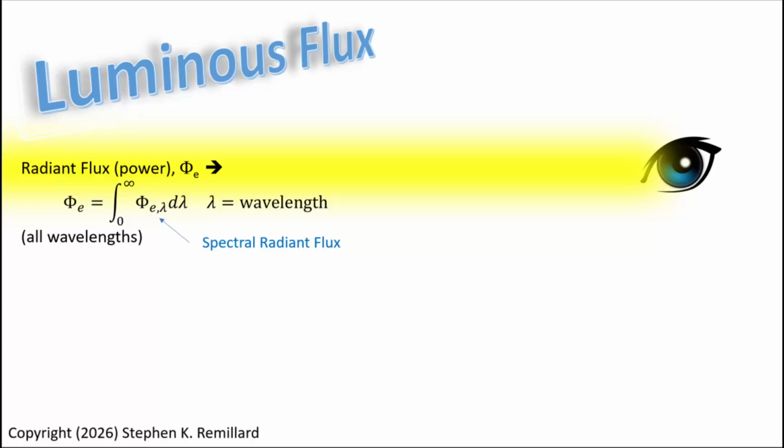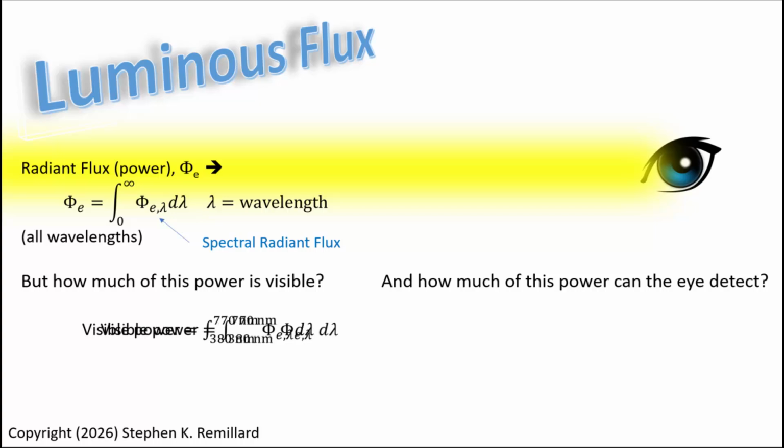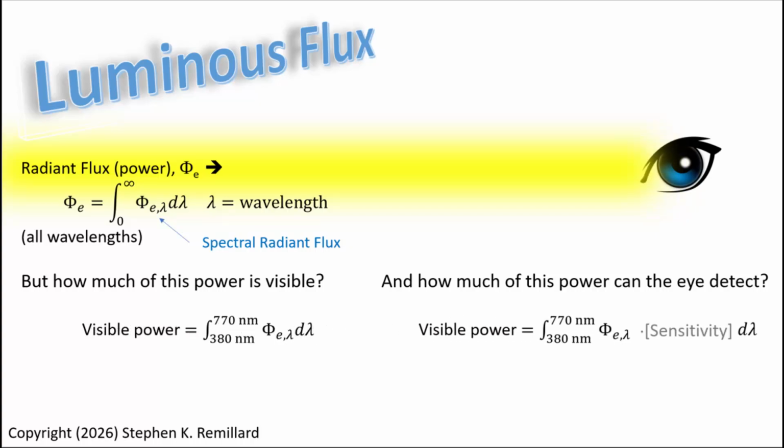I'll use Φ_e,λ for the electromagnetic power in each discrete element of wavelength. Integrate this over wavelength to get radiant flux, the watts. Get the watts of visible flux by setting limits on that integral. Now the eye doesn't detect the power at all those wavelengths equally well. The spectral radiant flux, the watts per wavelength, needs to be weighted by the sensitivity of the human eye at each wavelength.